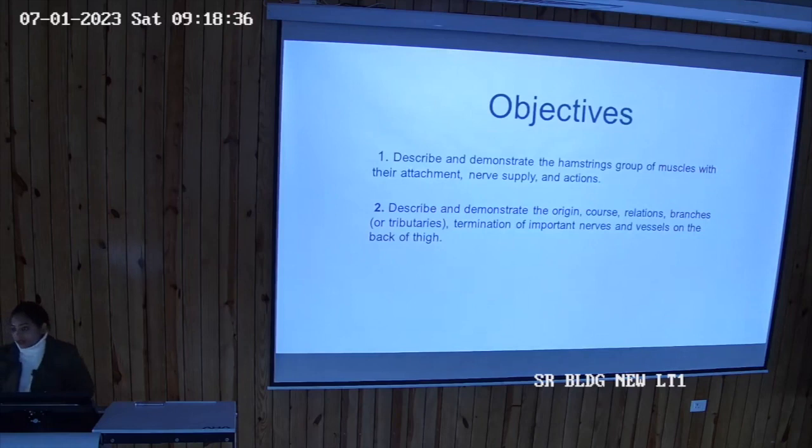So, objectives of today's class. At the end of my class, today's topic is back of thigh. You must be able to... I think the last objective was not fulfilled because most of you cannot even name the muscles of the front of thigh. So today's objective is that you should be able to describe, demonstrate, and enumerate the hamstring group muscles, their attachment, action and nerve supply. At the end of the lecture, you must be able to describe the origin, course, relations, branches, tributaries and terminations of important nerves and vessels.